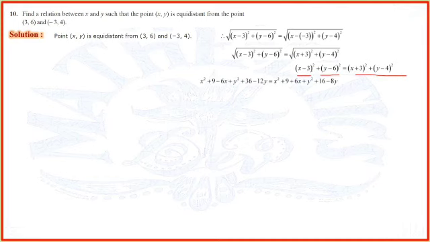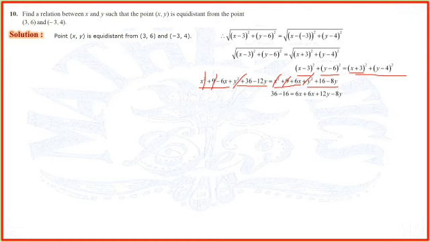Then solving a minus b whole square in the left hand side, so x square plus 9 minus 6x and y square plus 36 minus 12y. Right hand side again a plus b whole square, a square plus b square plus 2ab, and then a minus b whole square, a square plus b square minus 2ab. So then x square and x square cancel, y square and y square cancel, and then we have this 9 and this 9 also cancels.